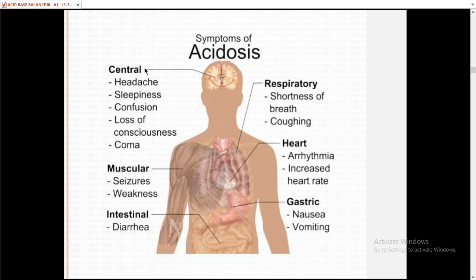In case of acidosis, there could be headache, sleepiness, confusion, loss of consciousness or coma. There could be seizure or weakness. There could be diarrhea, nausea, vomiting. Sometimes arrhythmia and increased heart rate can be a presentation. In case of respiratory acidosis, the patient will present with shortness of breath and cough.